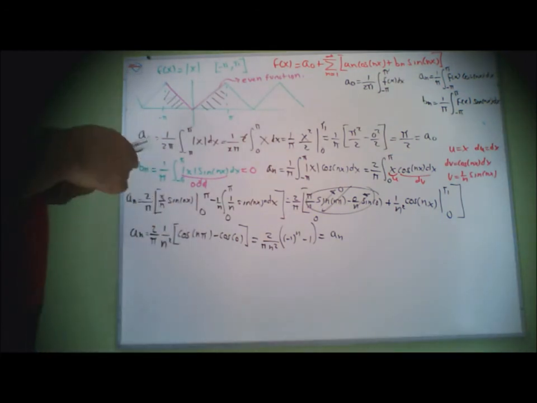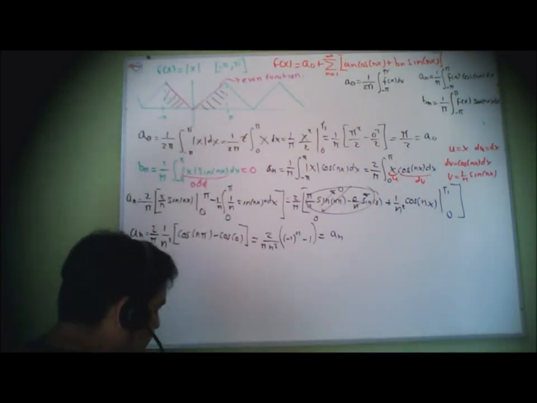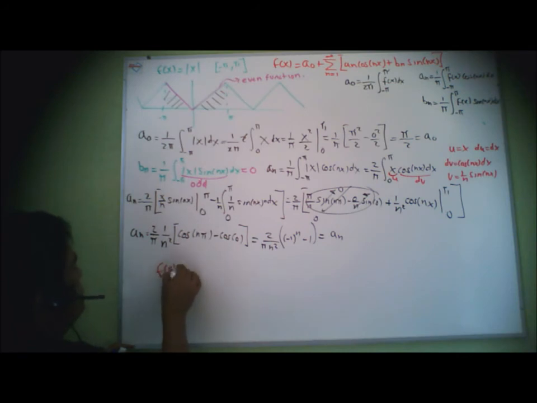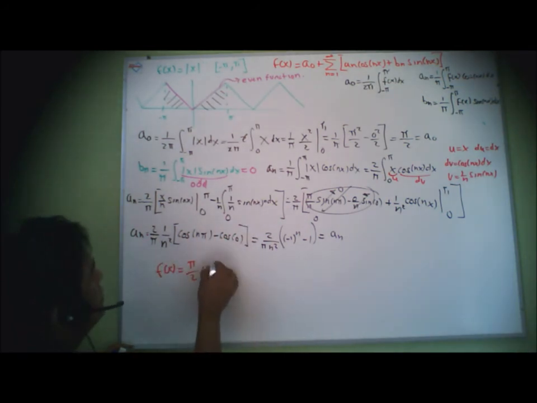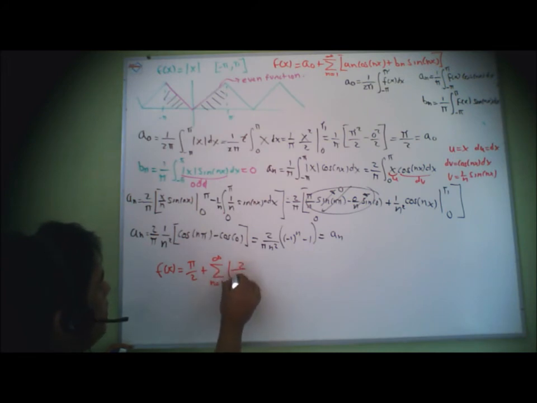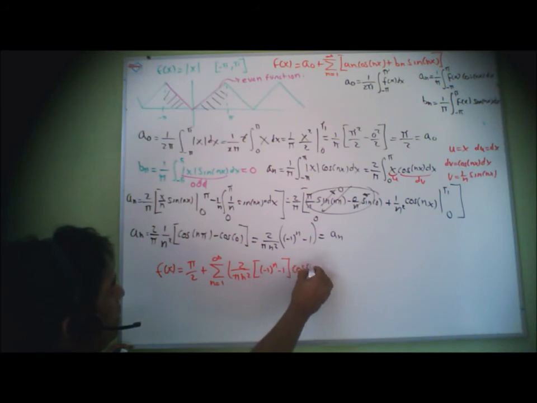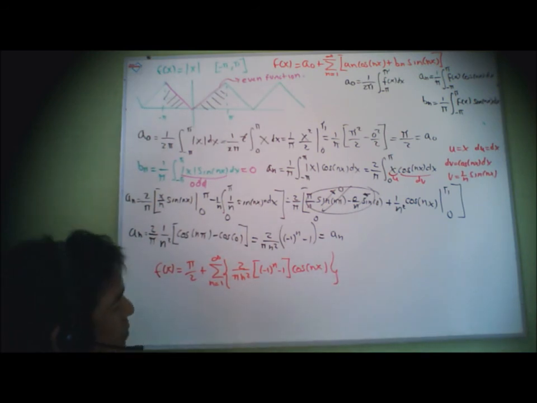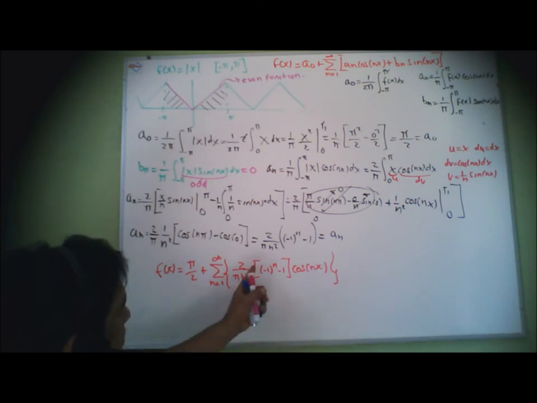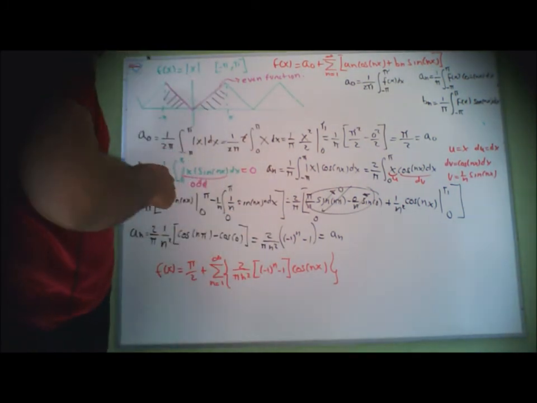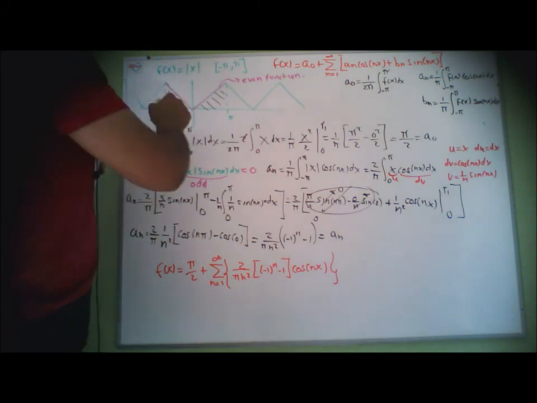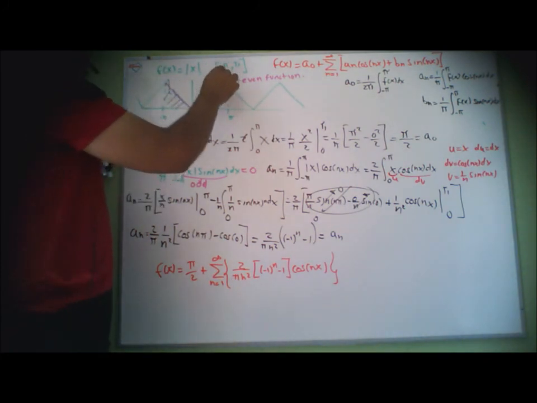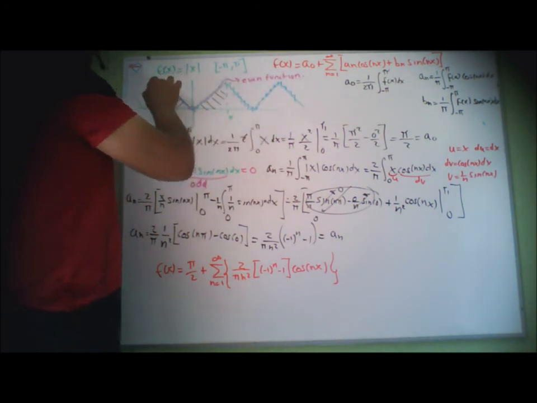Okay, so how is the Fourier series? The Fourier series is f of x equal to a0, pi over 2, plus the summation from n equal to 1 to infinity of an, this number, 2 over pi n squared, times minus 1 to the power of n minus 1, times the cosine of nx, and that's it. Now this is the Fourier series. I'm not going to do the practice of replacing the values of n, but if you develop this Fourier series, with a large number of n, you are going to get something like this. So it's going to converge to the periodic function.